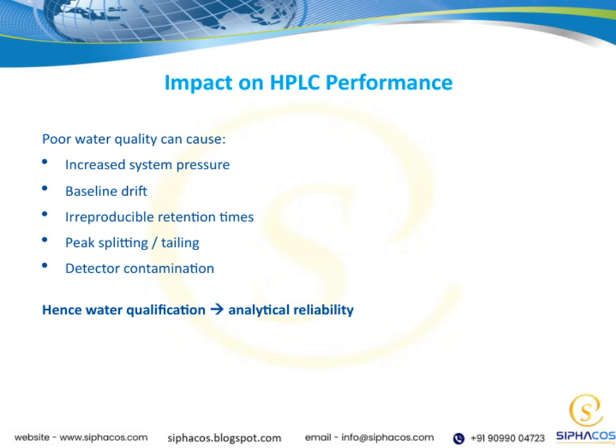We might also see peak splitting or tailing, which compromises the resolution and quantification accuracy. Lastly, detector contamination is a serious concern because dirty water can introduce impurities that interfere with our detection sensitivity. So this is why water qualification is so crucial. Ensuring we have high quality, pure water directly supports analytical reliability, giving us consistent, accurate, and trustworthy results. Ultimately, maintaining water quality is fundamental to the integrity of our entire analytical process.